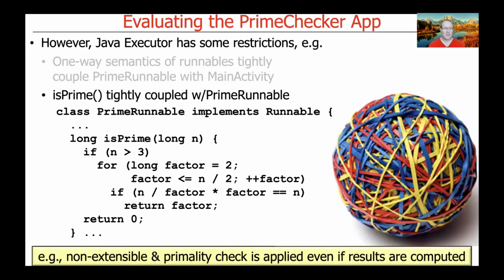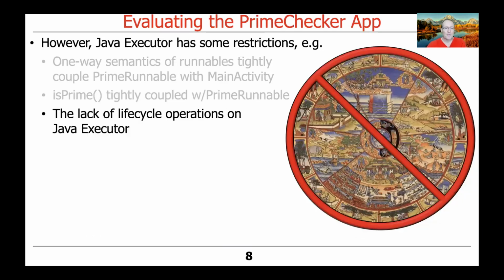The IsPrime method is tightly coupled with prime runnable as well. So this is non-extensible. We only have one way to do it. The primality check is always applied, even if we've already computed previously the results for a given prime candidate. So later implementations will come along and decouple the computation to check if something's prime from other parts of the app. So we can either have a more efficient algorithm, or we can actually use some cool caching mechanisms in order to record or memoize the previous results of checking if a number is prime to avoid having to redo it again subsequently if we already know the result.